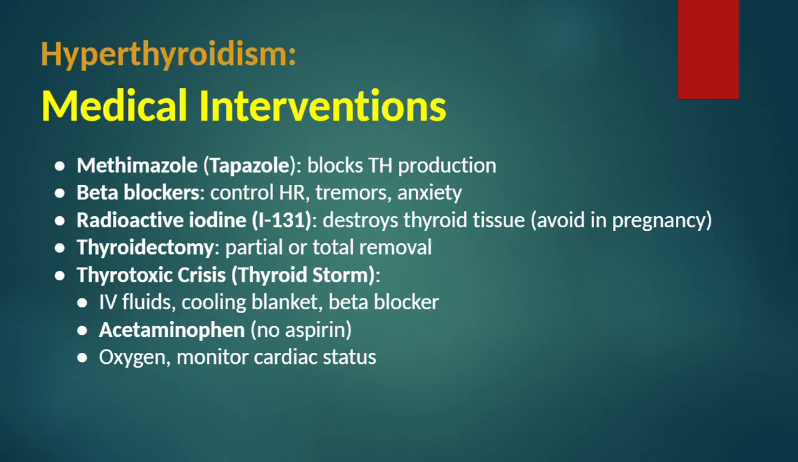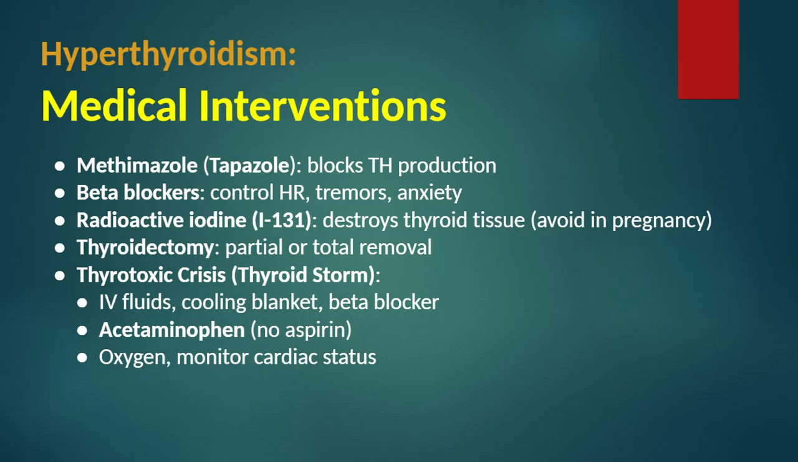Let's review the main therapeutic interventions for hyperthyroidism. The goal of treatment is to reduce thyroid hormone production and manage symptoms caused by an increased metabolic rate. One of the primary medications used is methimazole, Tapazole, which blocks the synthesis of thyroid hormones. It may take several weeks to months for hormone levels to normalize because it does not destroy existing thyroid hormone, only prevents new hormone production.